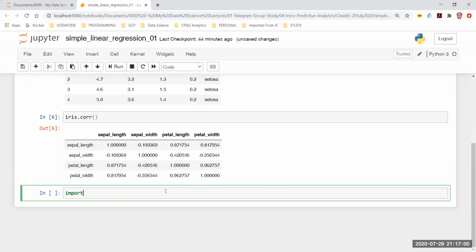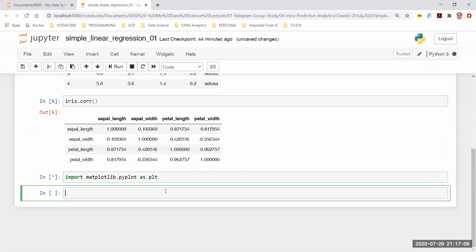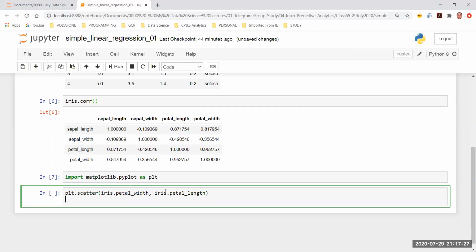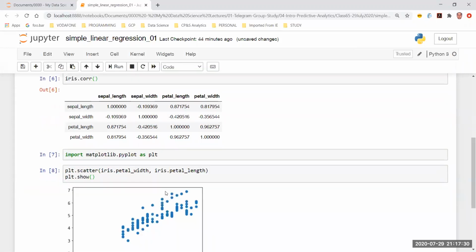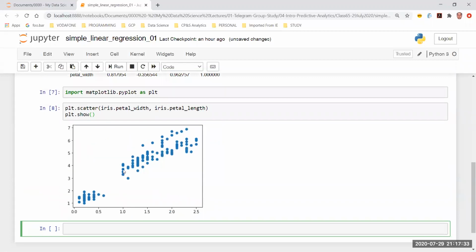To do that, I can import matplotlib.pyplot as plt, and then I can do a scatter plot and find out the relationship between iris.petal_width and iris.petal_length, and then I can simply do a plt.show, and I can see what kind of relationship I have. Clearly, there is a linear relationship. The x-axis is petal width, the y-axis is petal length. So as the petal width is increasing, the petal length is also increasing.